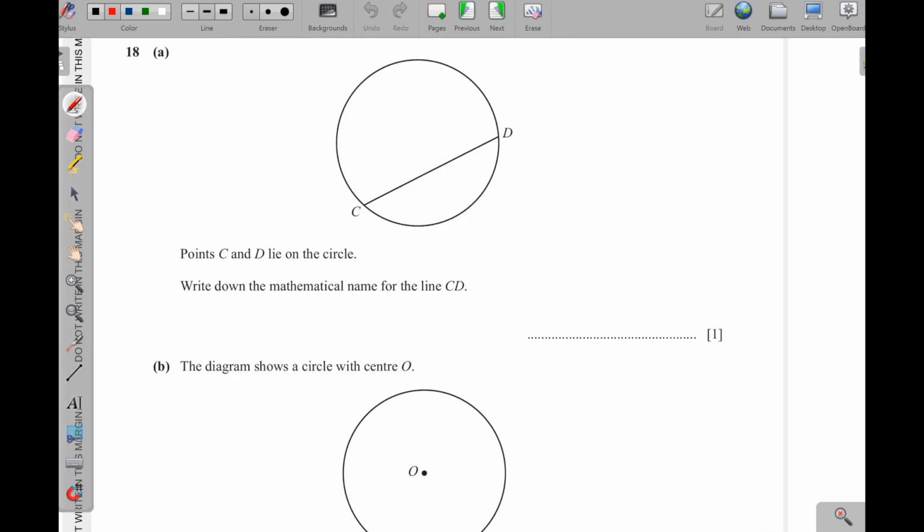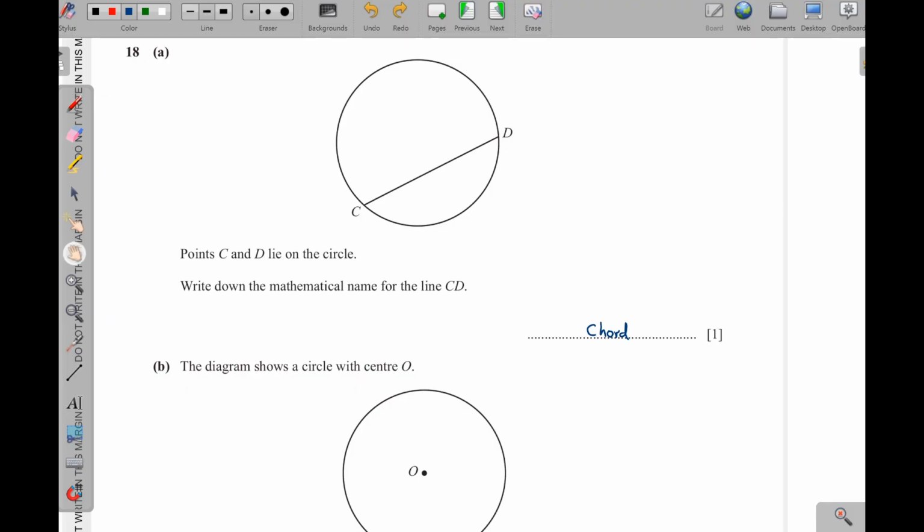Part A, they are saying points C and D lie on a circle. Write down the mathematical name of the line CD. Now, CD is a line that doesn't pass through the center of the circle. Usually, they represent the center of the circle with a marking of O. Okay? They label it with O. But it is not there. Just like you see in part B, the center is O here. You see that? So this one is called a chord. So this is a line that connects 2 points on the circumference of the circle and does not pass through the center. Then the one that passes through the center of that circle is what we call the diameter.